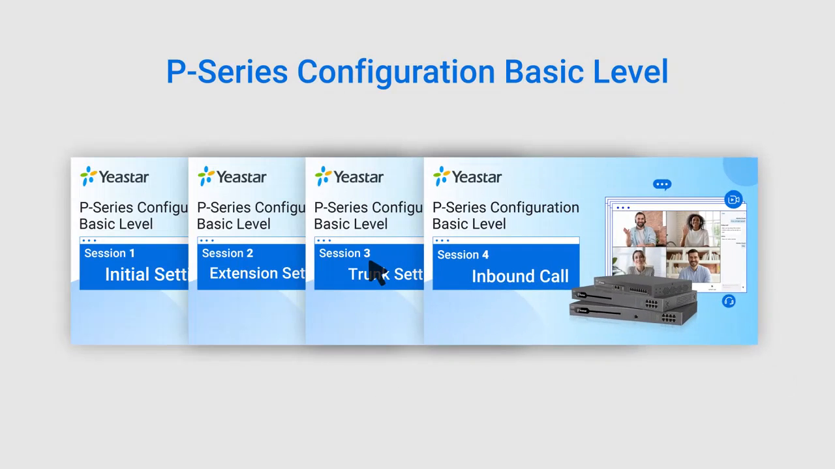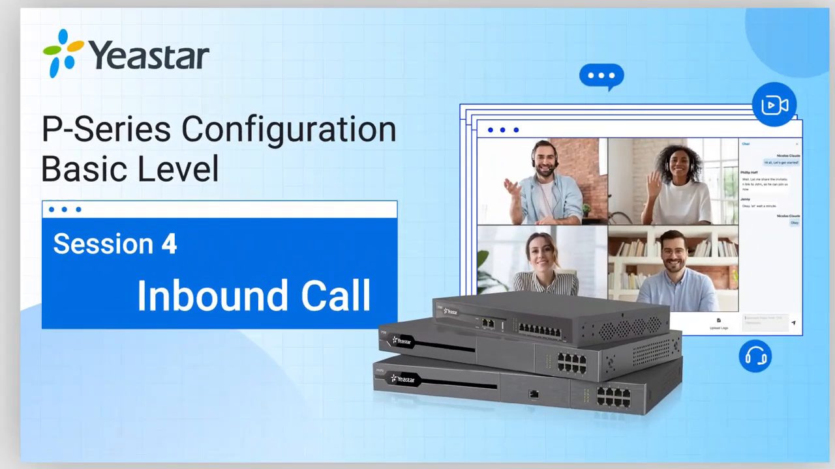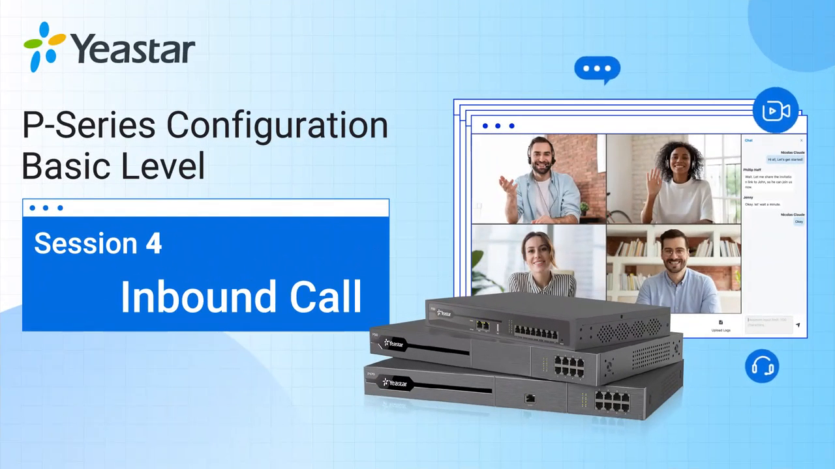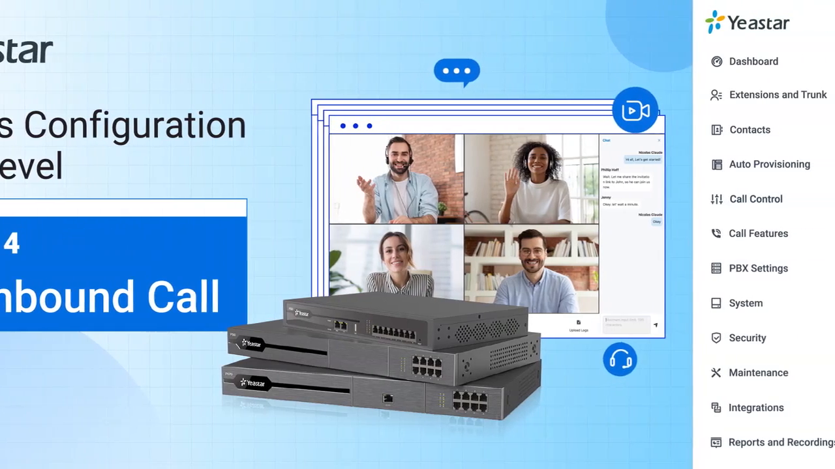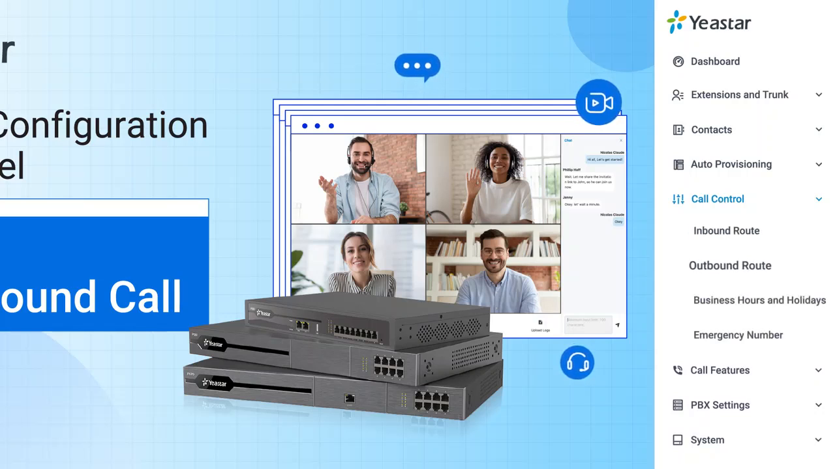In our previous video, we finished the trunk connections. Now it's just the time to use those trunks to make and receive external phone calls. We're going to realize it by configuring call control on our Yeastar's PBX, including the inbound and outbound routes. Today, we'll be focusing on the inbound route to place the rules about every incoming phone call's destination.